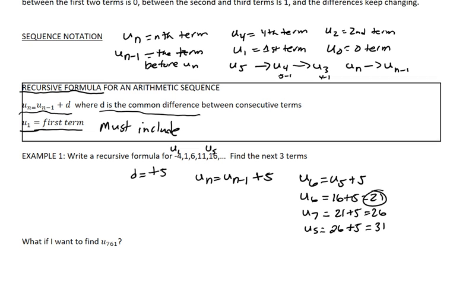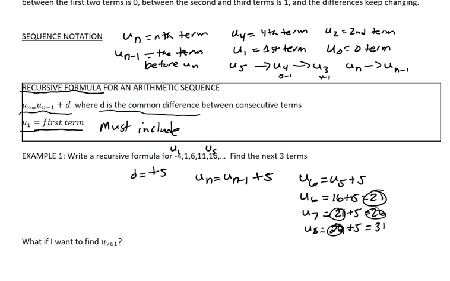So each time we get our answer, we can find the next term, we keep plugging in that answer there. We got u sub 6 was 21 by doing 16 plus 5. And then to get u sub 7, we had to take that 21 and add 5 again to get u sub 8. This should be an 8.